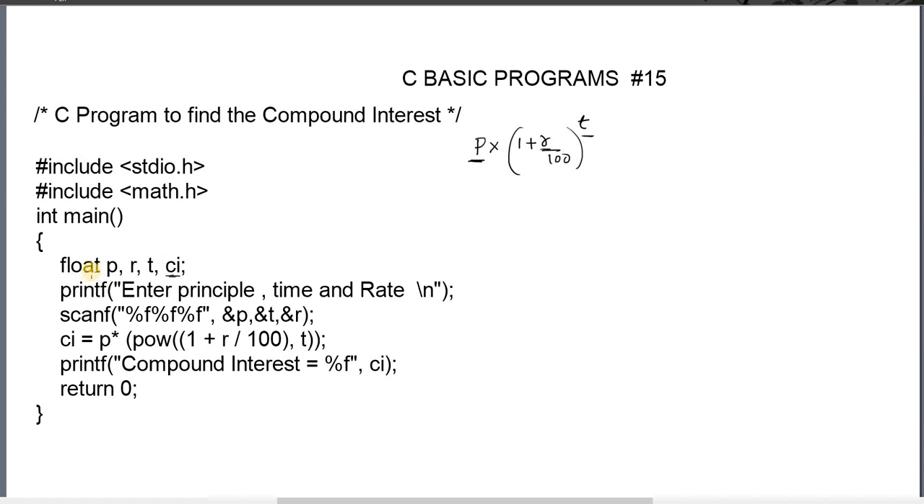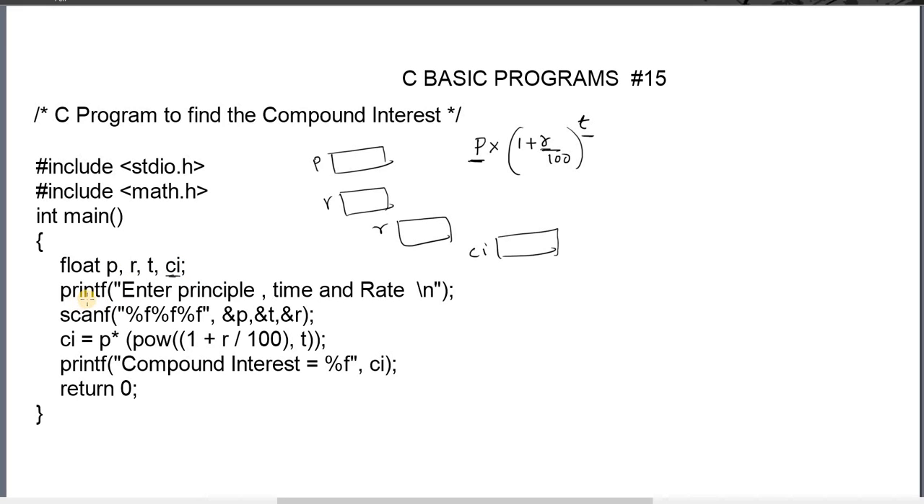This variable type is float, so every variable will get 4 bytes of memory and it can store a single float value. For P, T, R and Ci, these 4 variables, we will get 4 locations because we have declared 4 variables here.